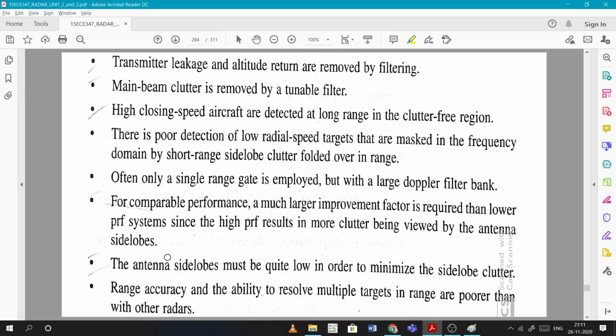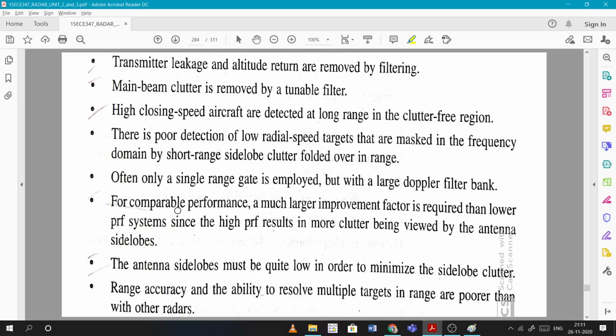For comparable performance, a much larger improvement factor is required, which we already discussed, the improvement factor I in MTI, right? A larger factor is required than in a lower PRF system, since the higher PRF results in more clutter being viewed by the antenna side lobes. Okay, so that can be resolved by using a proper large improvement factor, and the antenna side lobes must be quite low in order to minimize the side lobe clutter.